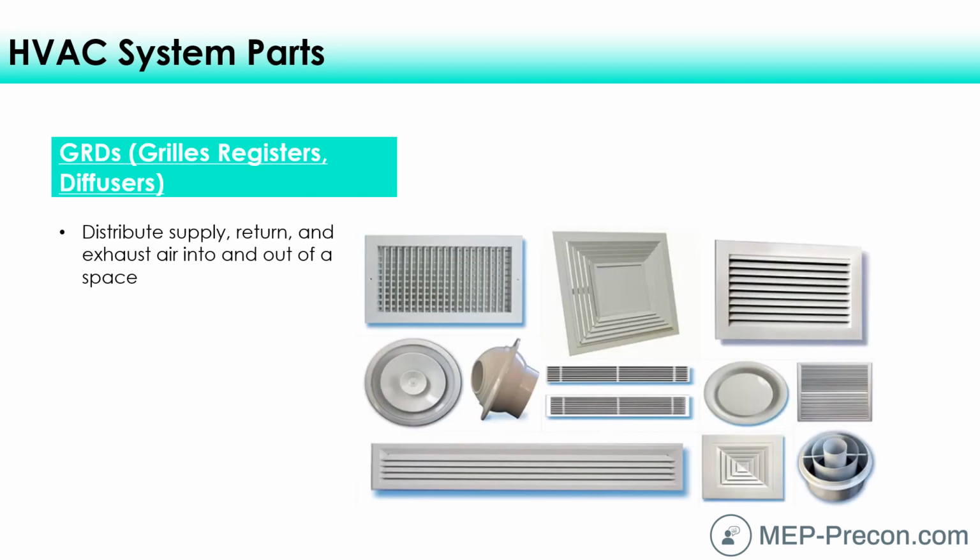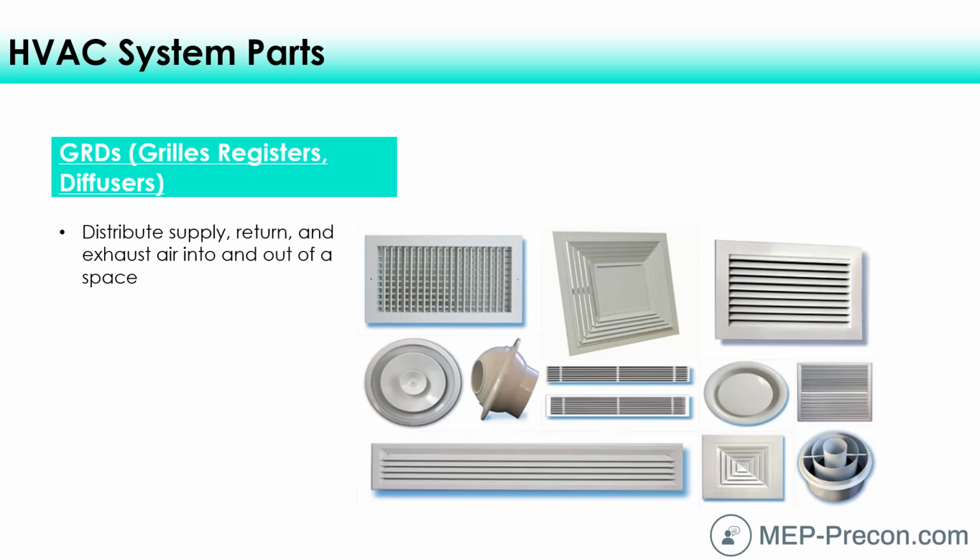All right, and then finally, let's talk about GRDs. You'll hear the terminology GRDs, or grills, registers, and diffusers. And this is what finally distributes the air within a space. It's what gets connected to the supply air or return air or exhaust air of ductwork. And it's what looks a little bit nicer, so that we don't just terminate ducts within a space with a plain old duct.